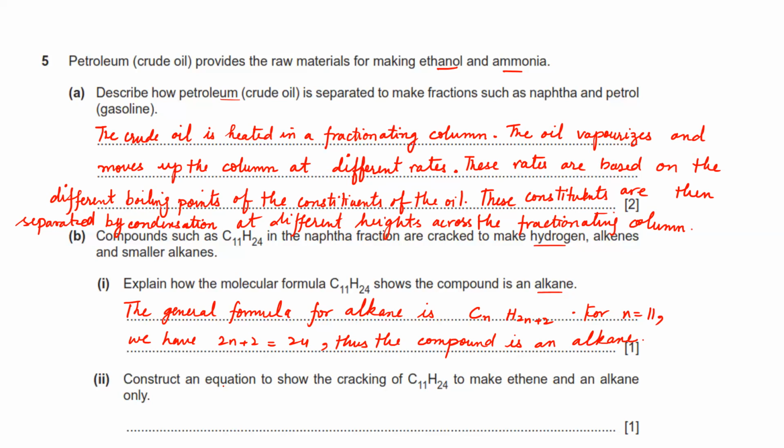Then question part 2, B part 2, it says construct an equation to show how the cracking of C11H24 makes ethene and an alkane only. So one of the byproducts is ethene, and C11H24 is being heated. So heat. One of the byproducts is ethene. So ethene is C2H4.